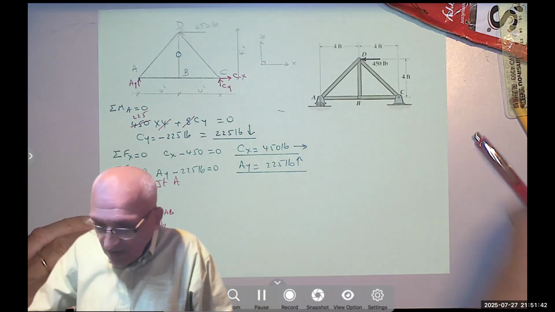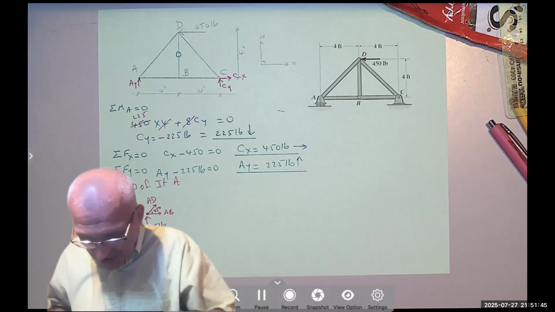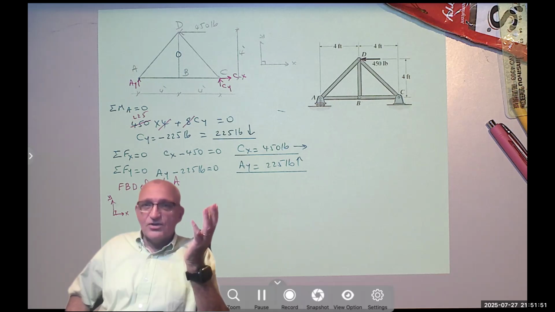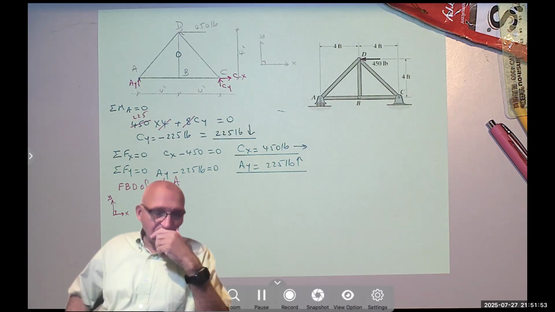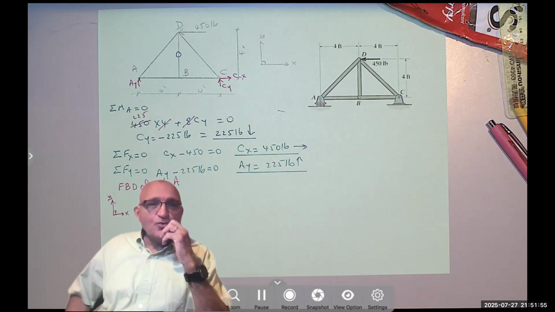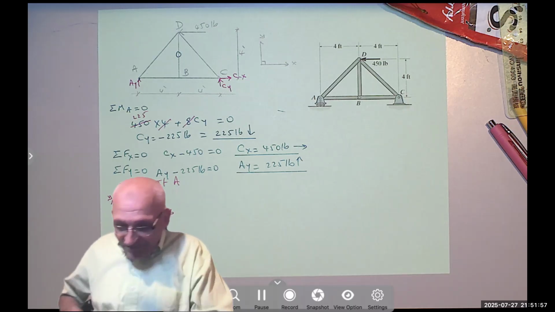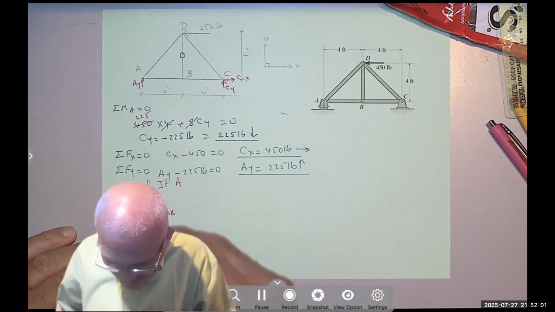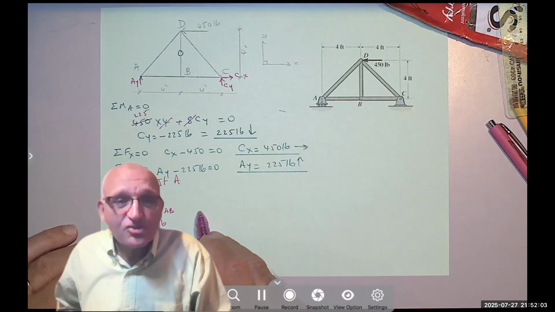So now I can write my two equations of equilibrium. Should I start with X or Y? I hear someone says it doesn't matter. We usually start with X. Now, why should I start with Y? Because if I start with X, AB is along the X and AD has an X component, so I will end up with one equation and two unknowns.